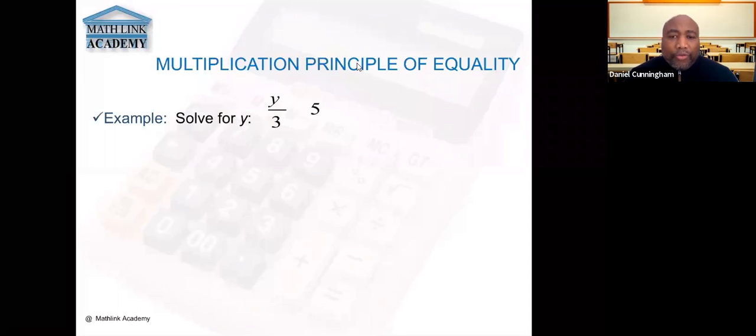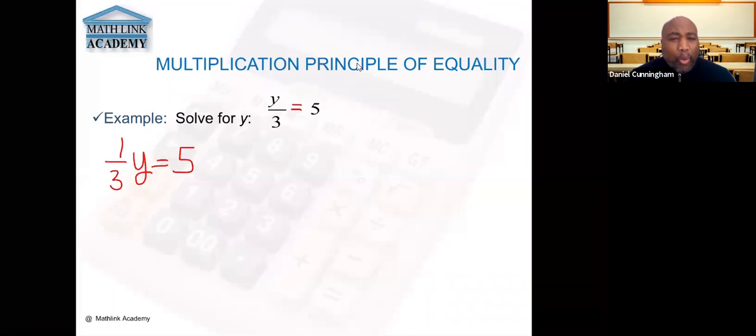Now, let's solve for y for this one. I haven't written the problem completely. So let's say y over 3, that's y divided by 3, is equal to 5. So this should be an equal sign right here. There are a lot of ways you can look at this. One way you can look at it is 1/3 times y is equal to 5.